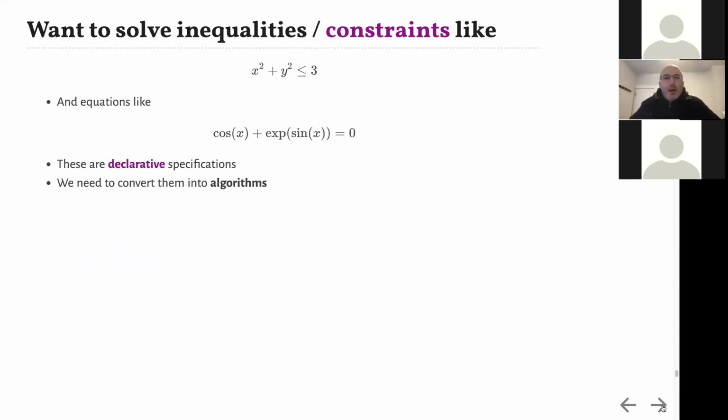So what do I mean by constraints or inequalities? Just things like x squared plus y squared less than or equal to 3. That's some set in the plane, the set of all x and y that satisfy that inequality. We know that it's actually a disk. And we want to characterize that set.